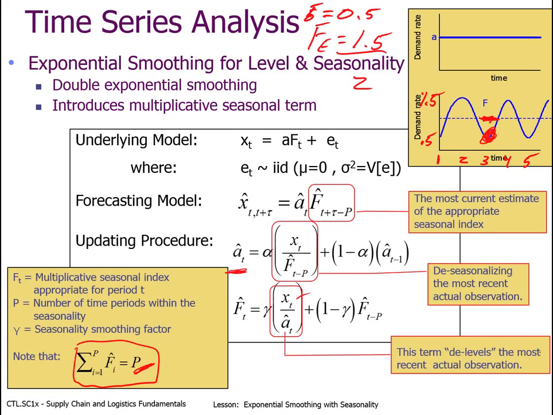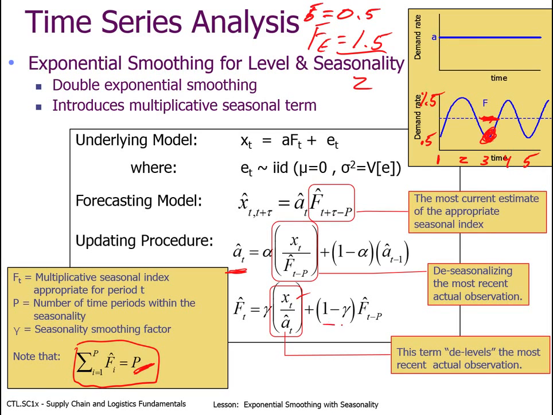So what am I doing here? Well, I'm de-leveling the actual demand now. So I want to take out the level and see if this told me anything about any new seasonality. And then I'm going to add to that 1 minus gamma times the seasonality index of the most recent relevant period.